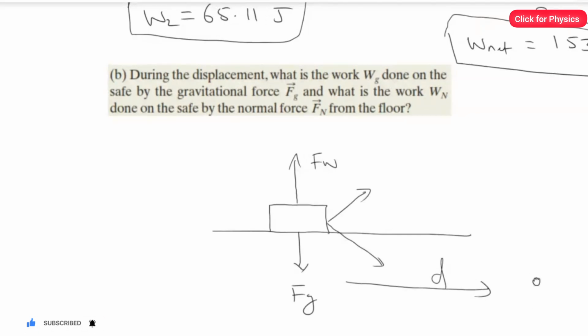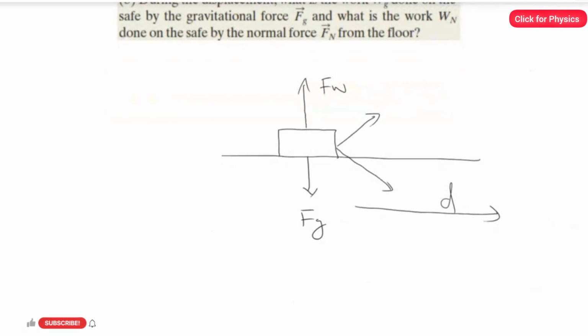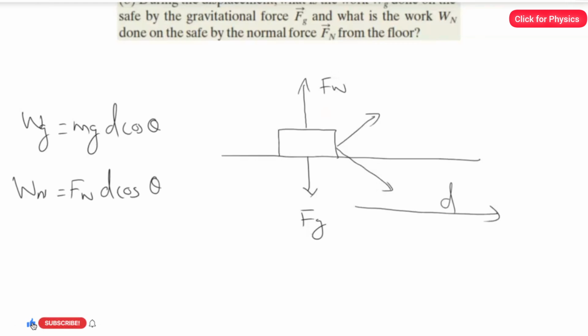So when you substitute the values in the given formula, what is the formula? The work done by gravity is mg d cosine theta. Likewise, for the normal force, Wn equals Fn d cosine theta. For both the normal force and the gravity force, theta is 90 degree, right? So when you substitute 90 degree here, cosine of 90 degree is equal to 0. Likewise, here also cosine of 90 degree is equal to 0.